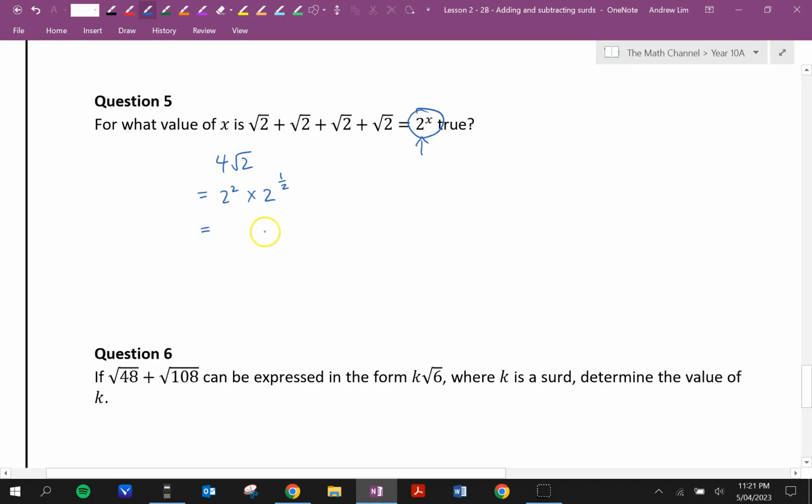We know the index law: when we multiply terms with the same base, we add the powers. So 2 plus half is 2.5, or 5 over 2. If that's equal to 2 to the power of x, the bases are the same, so the powers have to be the same. So x is equal to 5 over 2.